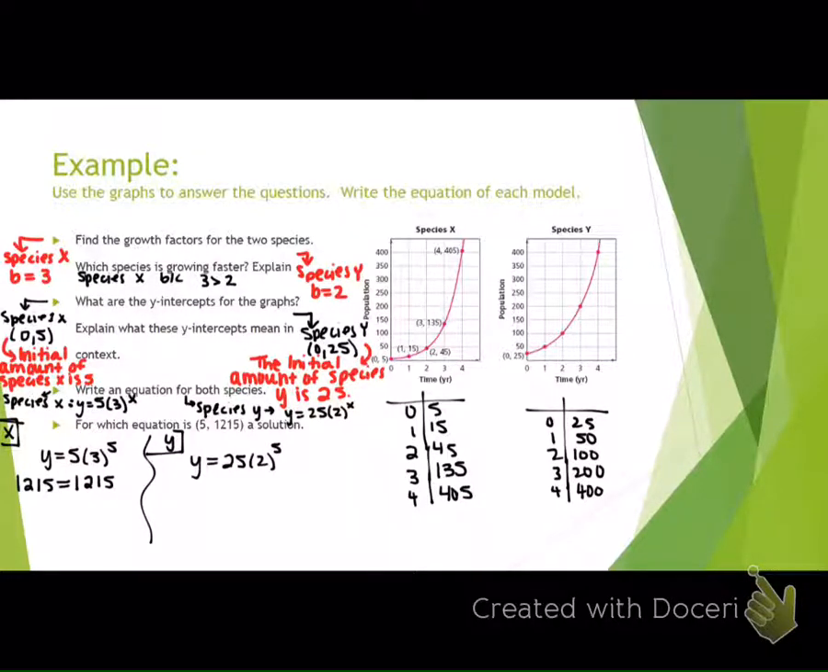Did you guys try the other one? Yeah. And what did you get? 800. So that's not equal, right? So the solution is for species X. So that makes sense.